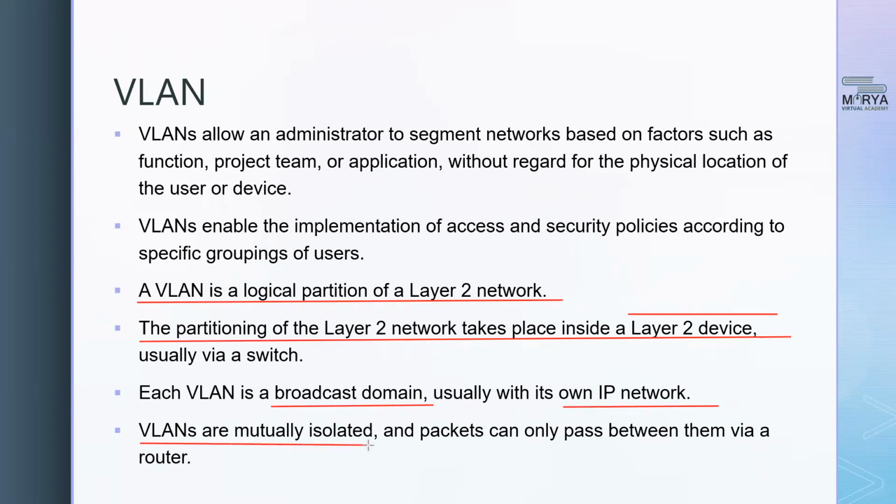VLANs are mutually isolated. It means if you have 2 VLANs in your network, both VLANs are isolated from each other. The packets will not pass from one VLAN to another VLAN until we enable inter-VLAN routing.